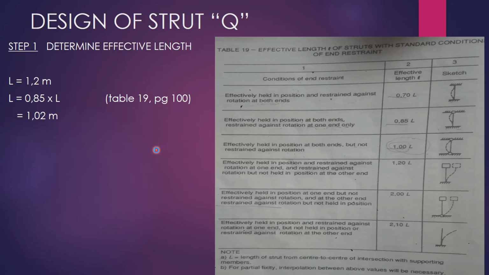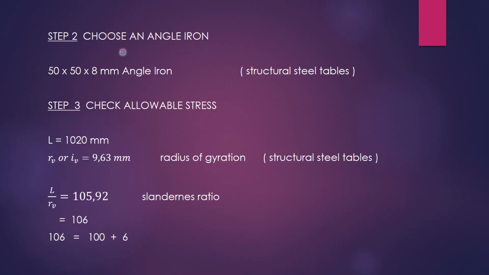Now that we have our effective length, we go to step number 2. In step 2, we're going to choose an angle ion. This time around they decided to choose 50 by 50 by 8 millimeters angle. Again, you can choose any, it does not matter. The answer in the end will tell you whether your choice is okay or not. So now let's go to step number 3.